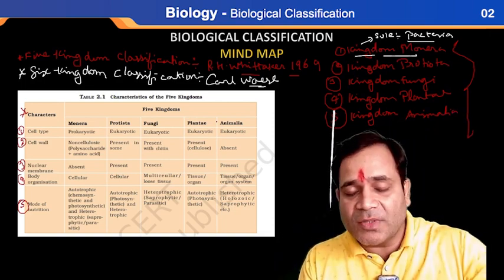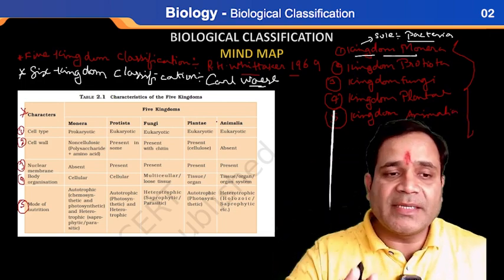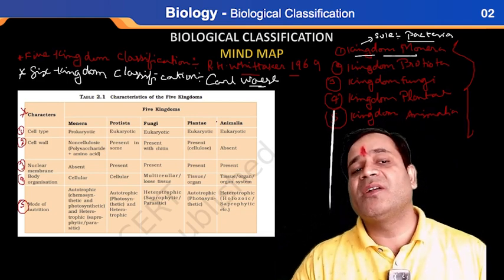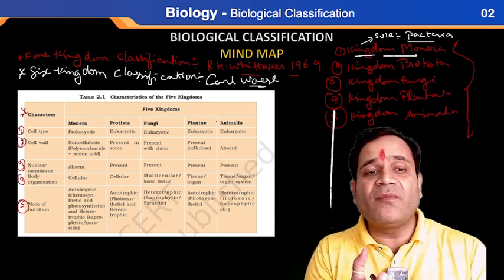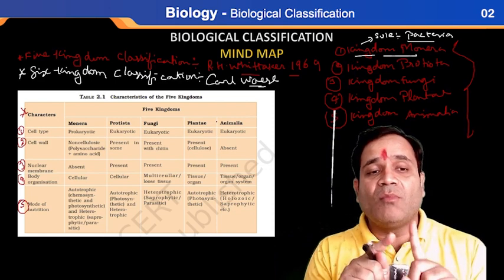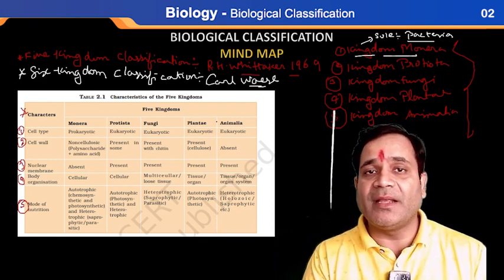According to the five kingdom classification, there are basically five characters which were given by R.H. Whittaker. That is cell type, cell wall, nuclear membrane, mode of formation, and mode of nutrition. My dear, am I right?